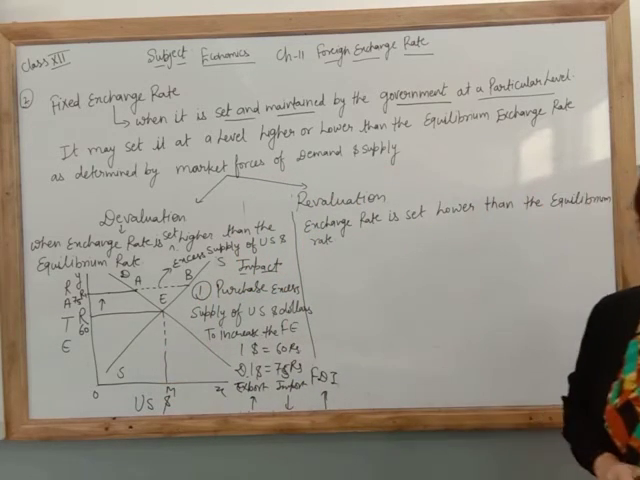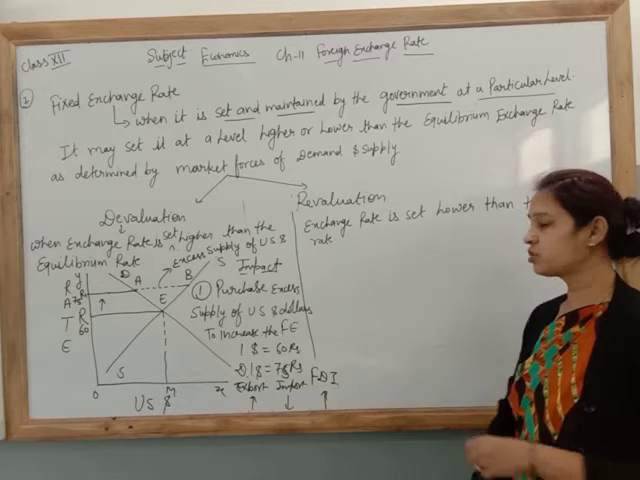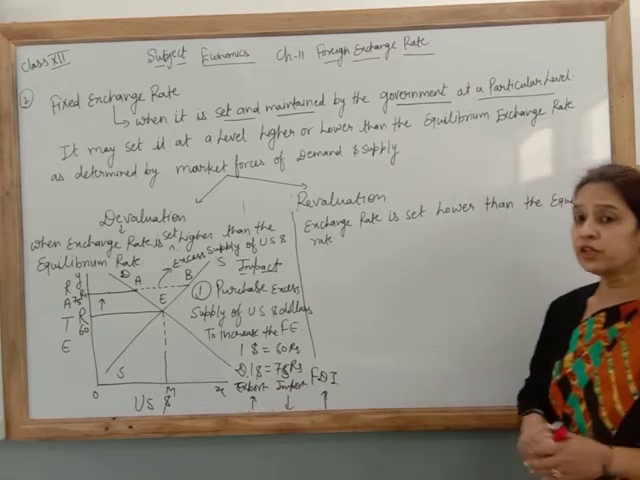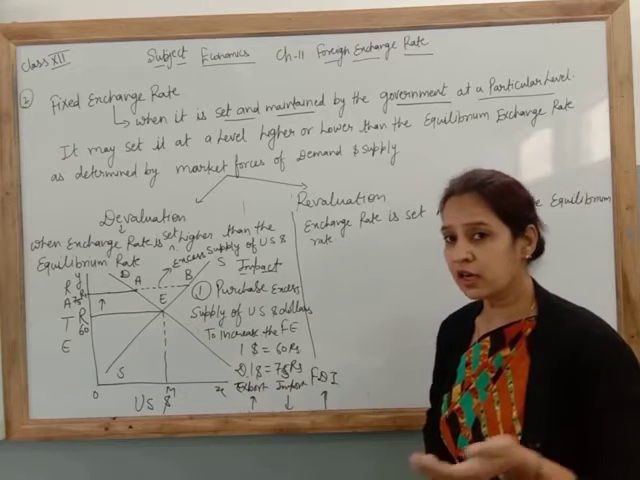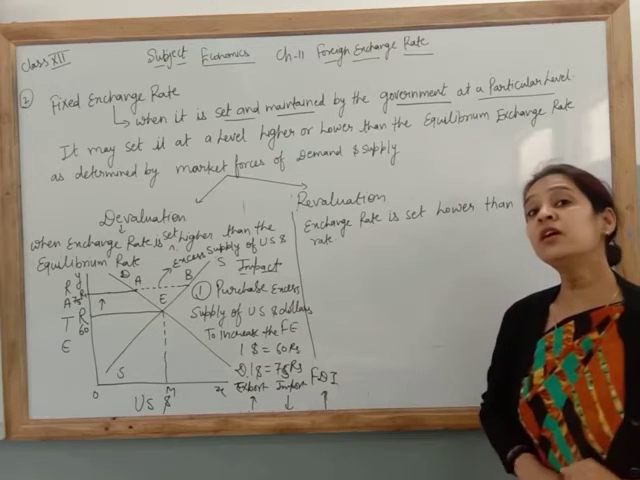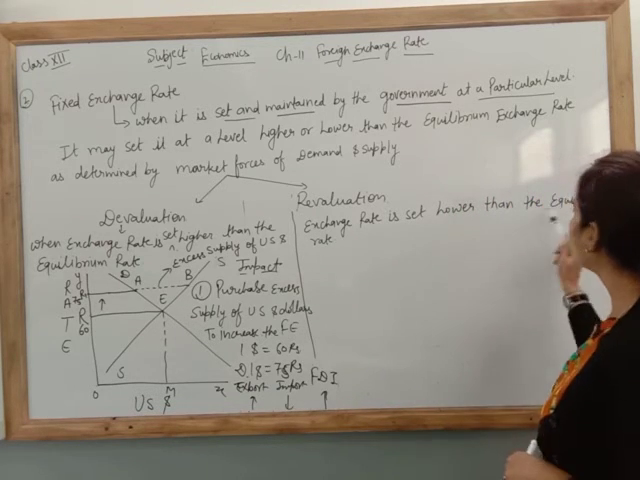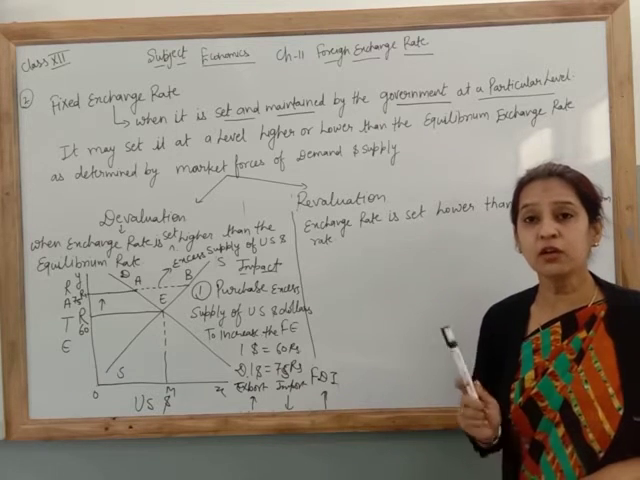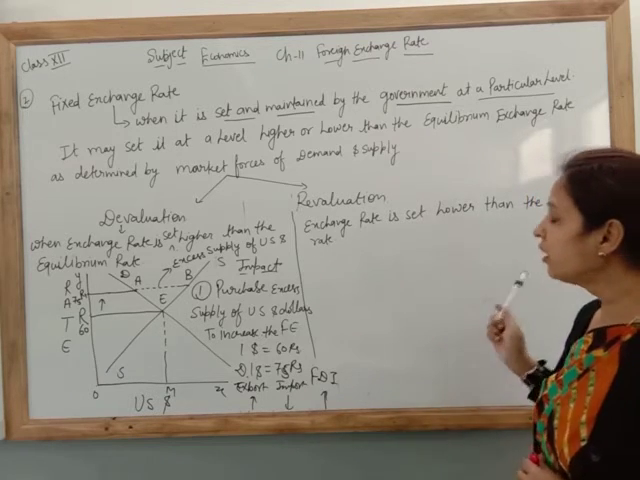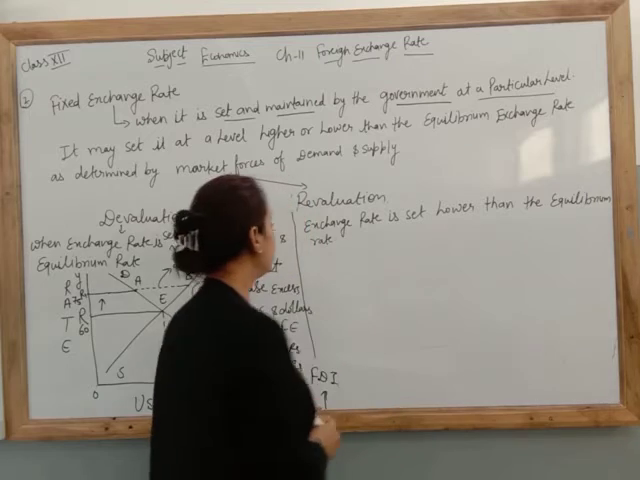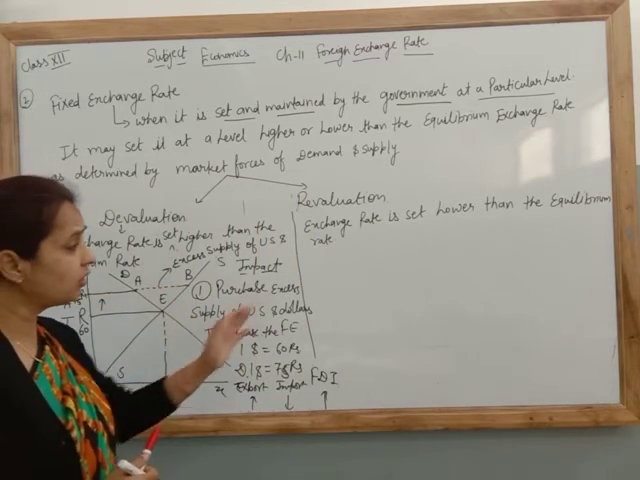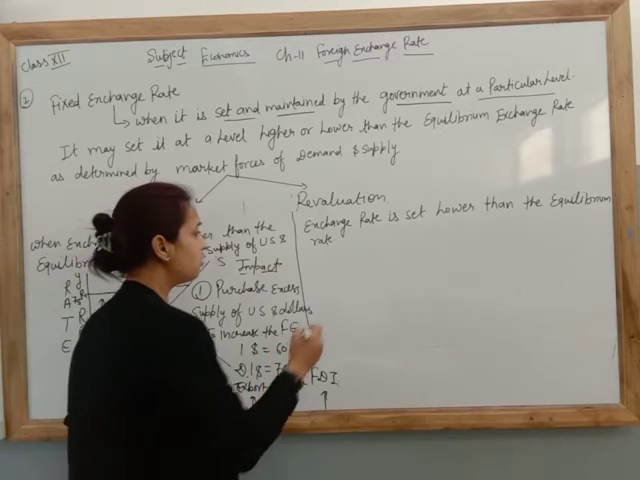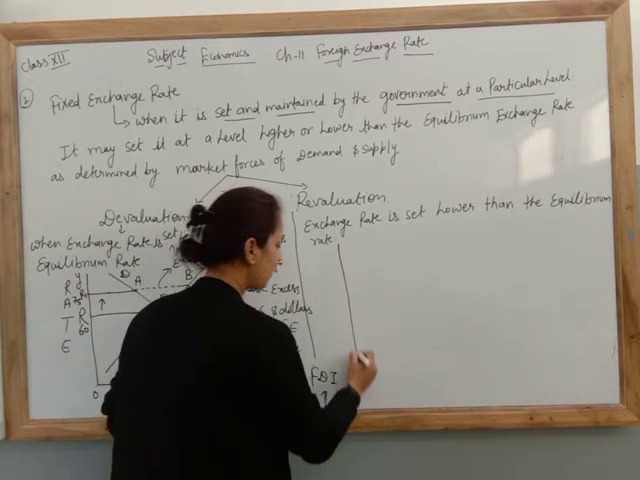Now, next we are going to discuss revaluation. What is the meaning of revaluation? Definitely it is set and maintained by the government, but it will be lower than the equilibrium rate. So in that condition, why is the government doing that? After drawing the diagram, you will be able to understand the meaning of that.